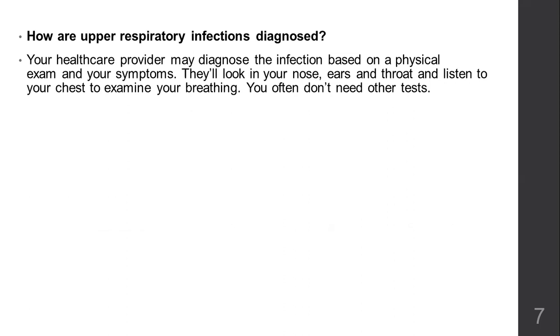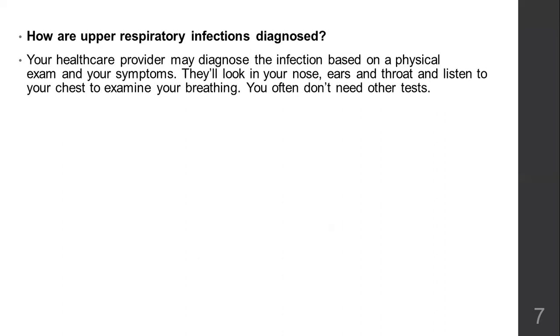How are upper respiratory tract infections diagnosed? How will you come to know? Your healthcare practitioner or doctor will do a physical examination and check your symptoms. They will have a look into your nose, ears, and throat. A scope is used, and they use a stethoscope. They will examine your breathing pattern. If any mucus has developed inside your lungs, a regurgitation kind of sound can be heard in the stethoscope. That is more than enough to conclude whether a cough is present or not, whether you are suffering from an infection or not.